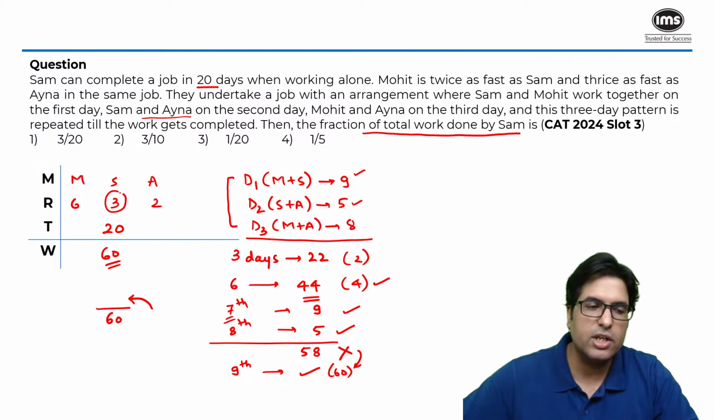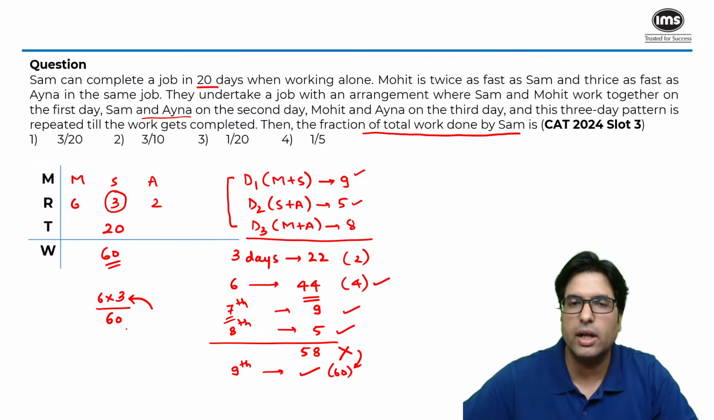And what is the efficiency for Sam? 3 units. So he has worked for 6 days with an efficiency of 3. That is Sam's contribution. We can cancel 6 and 60 10 times. You'll get the answer as 3 by 10, option 2.